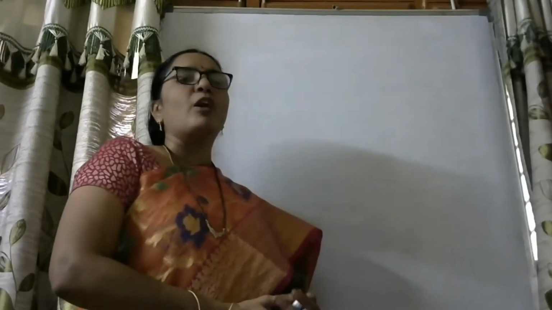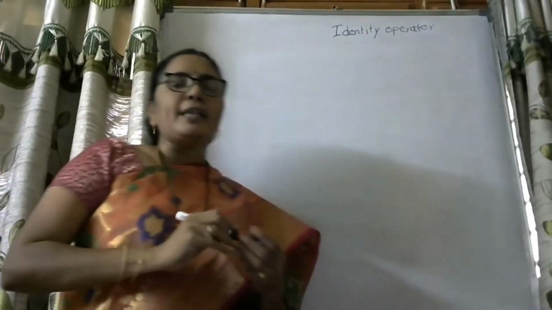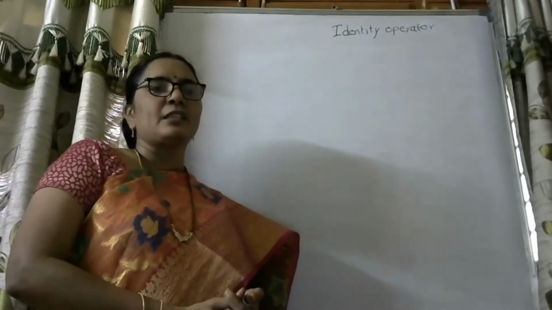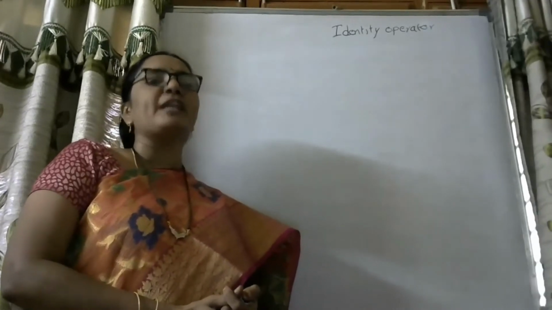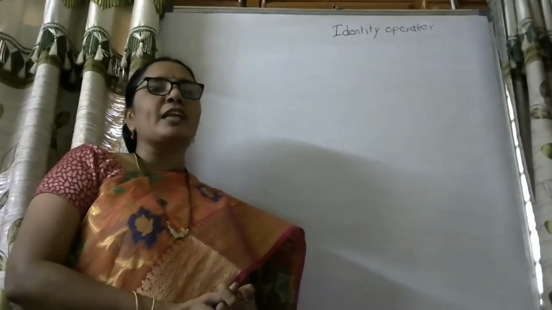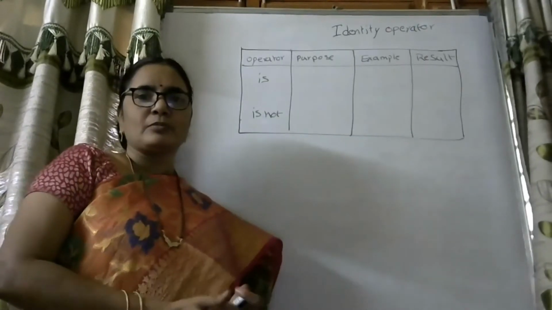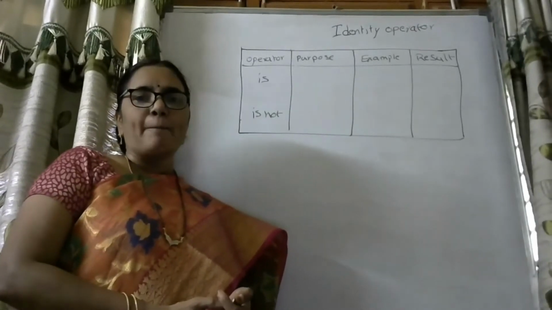Let us see what are the identity operators. These are the operators you are studying new in this subject. An identity operator is an operator which checks whether the operands are pointing to the same object or not. Now, what are the different identity operators you can use? is and is not are two identity operators that you can use in your Python language.